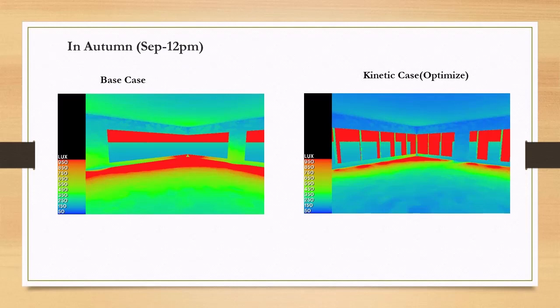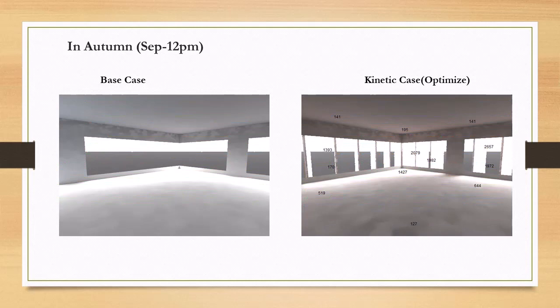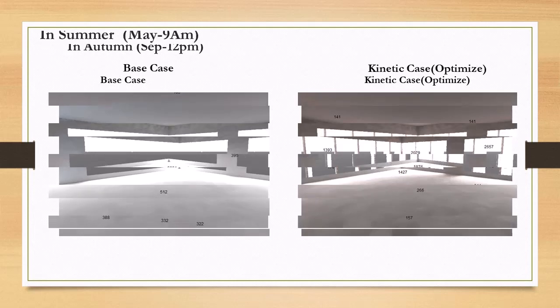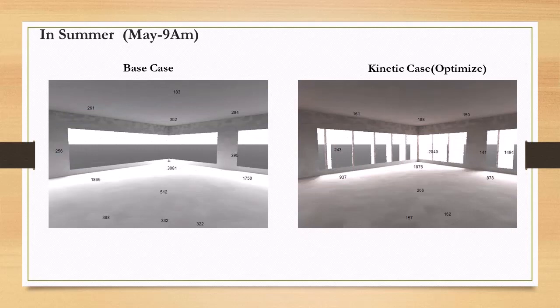In autumn, September 12 p.m., the base case and the optimized kinetic case differ in radiance value. In autumn, the daylight glare in the base case is 20.72%, and the daylight glare is 12.16% in the kinetic case. In summer, May 9 a.m., the illuminance value is 332 in the base case, and the value in the kinetic case is 157.